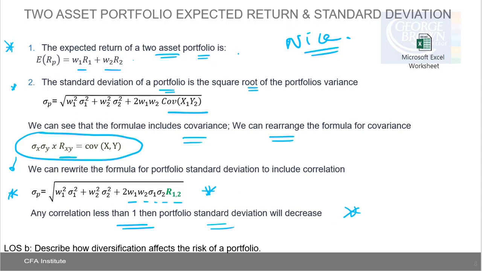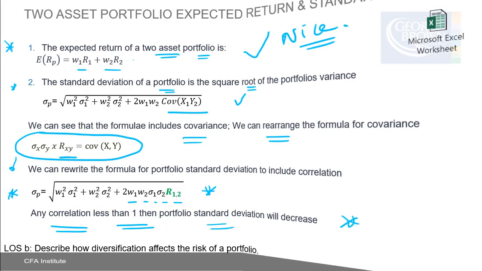Expected return of a two-asset portfolio is the weighted average, but we can't use a weighted average for the standard deviation of a portfolio because of covariance, assets not moving in the same direction. Here's the formula, and it includes covariance, or we can rewrite it. Covariance equals standard deviation x times standard deviation y times the correlation, a number between -1 and +1, and therefore any correlation less than 1, standard deviation will decrease.